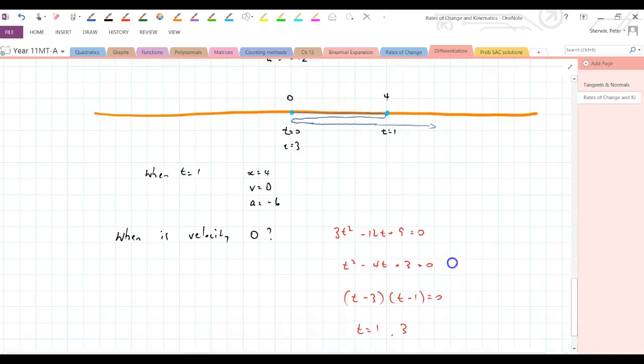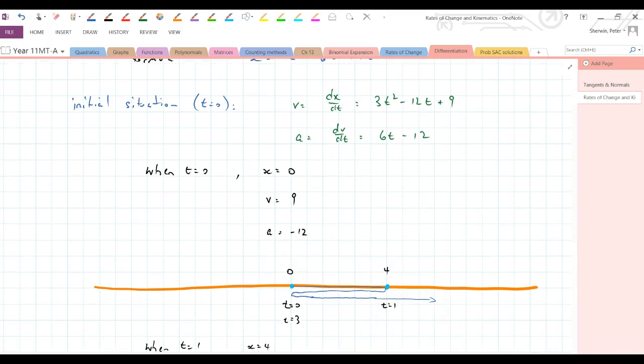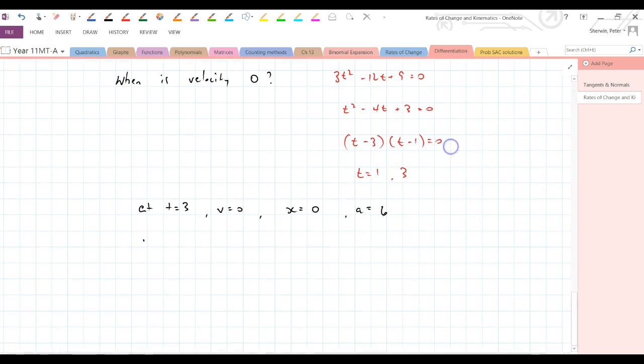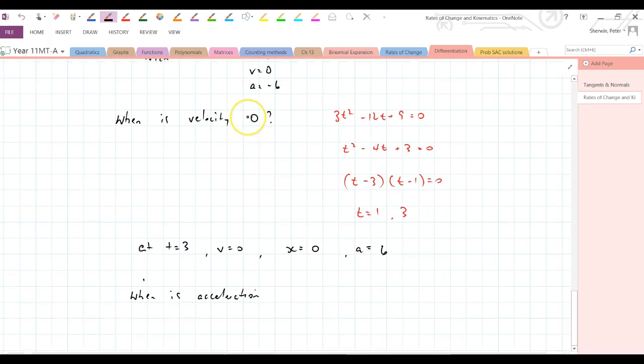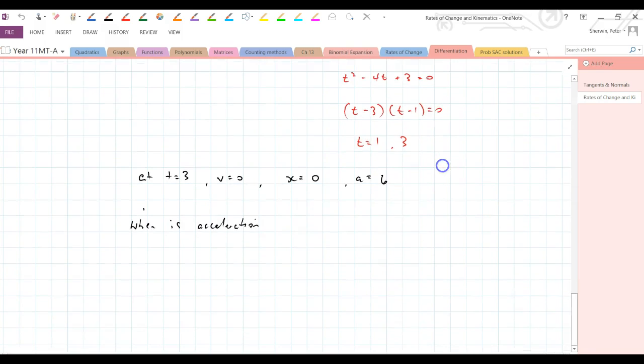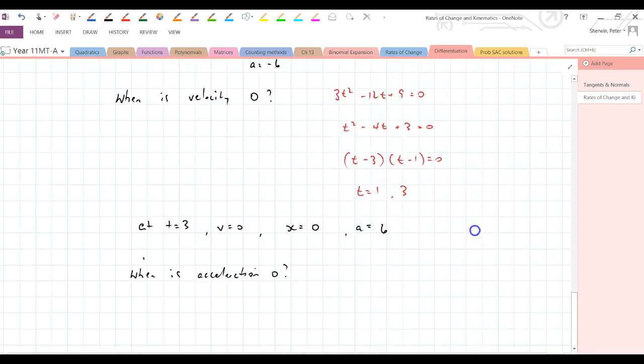So when is acceleration equal to 0? That's an interesting one. Acceleration is equal to 0 at t equals 2. And what does this mean? When the velocity is 0, that's obviously when it stops. There's no velocity. Then the force of acceleration takes over the direction it goes in next. But when is acceleration 0, and what does that mean?